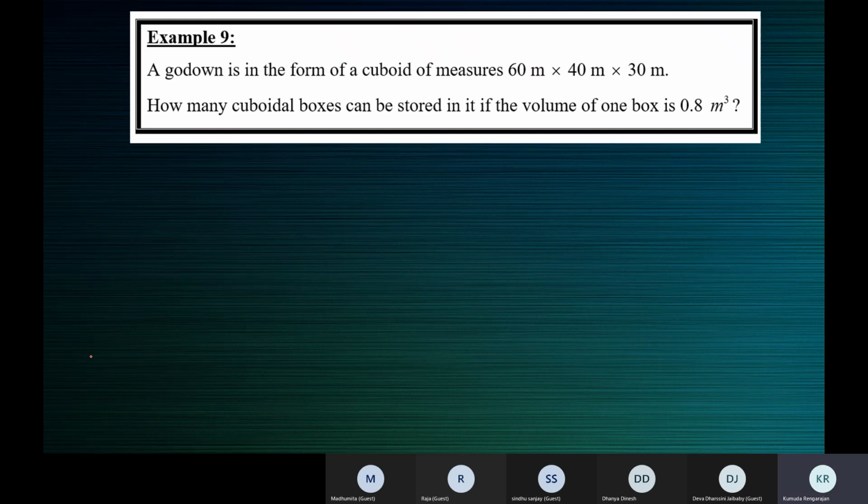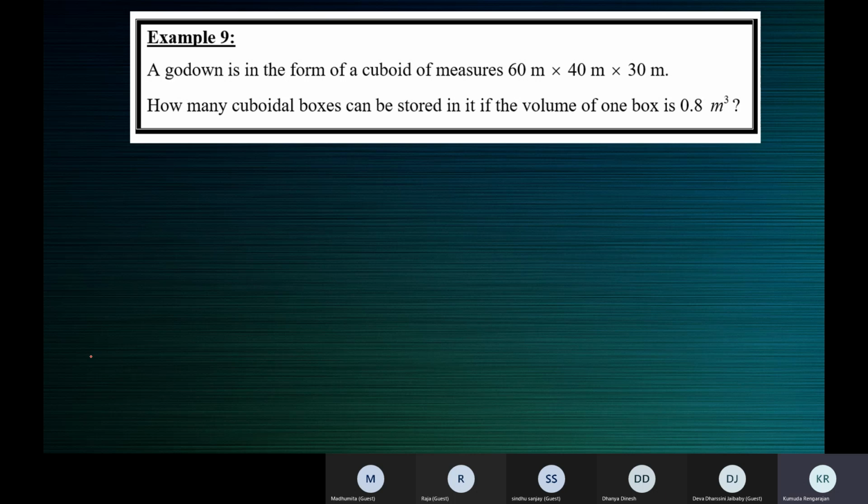A godown is in the form of a cuboid. A godown is a place where goods are stored. It's a room, nothing but a shed or a room. It's normally in the basement area, meaning below the ground floor. Underground, we say, but it need not be underground. It can also be on the ground floor. Basically, a godown is a room where things are stored.